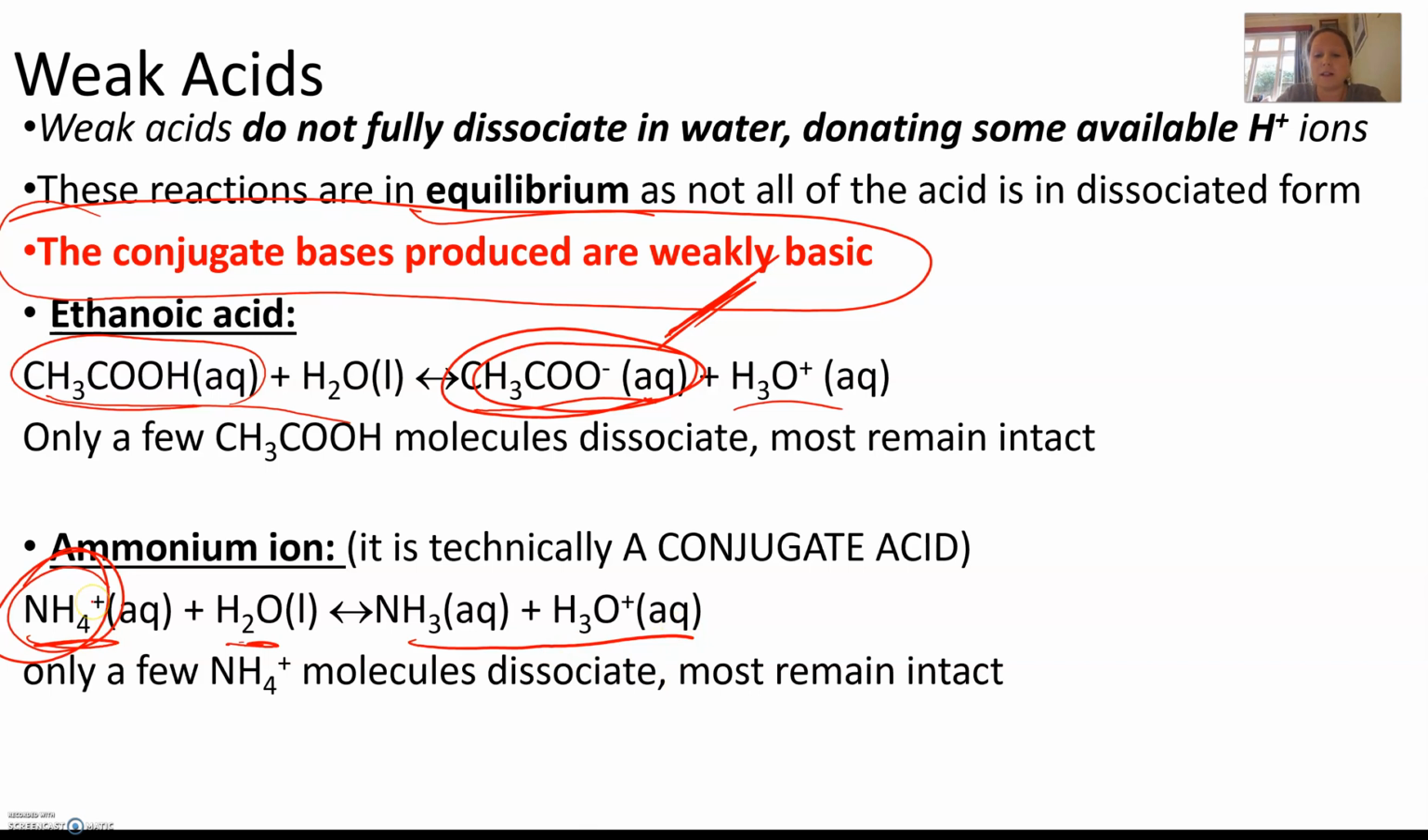So NH4 plus is actually a conjugate acid formed from the weak base. Okay, so the only way we can ever get the ammonium ion to be produced is for NH3 to have been reacted prior. So that's something to note, okay? So that's why it's technically not considered a weak acid, because it has to be produced from a weak base, but it is slightly acidic.